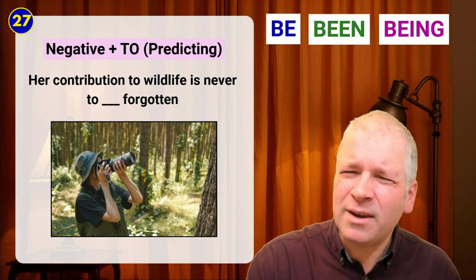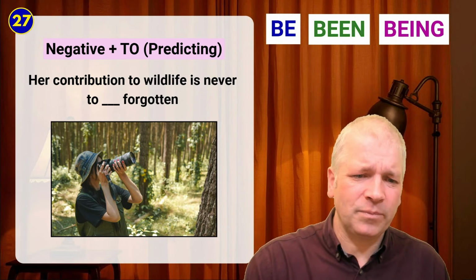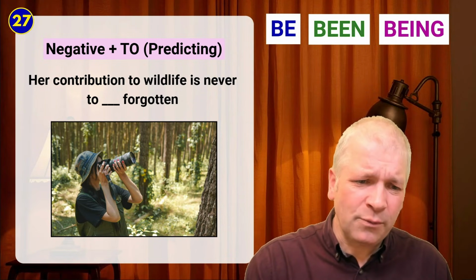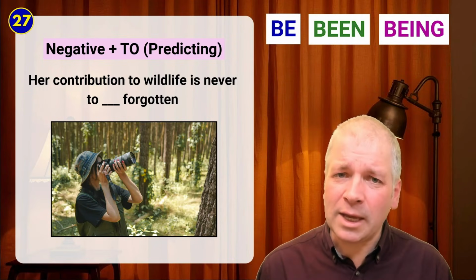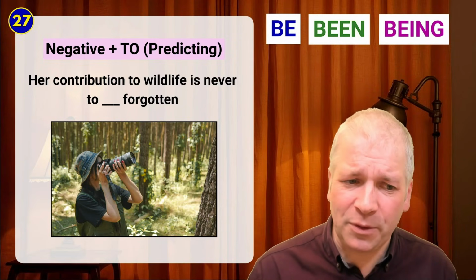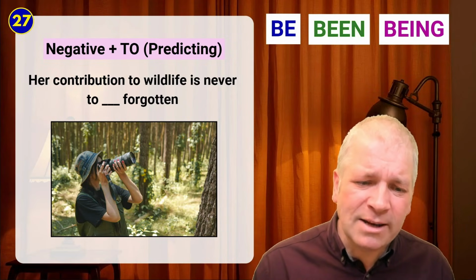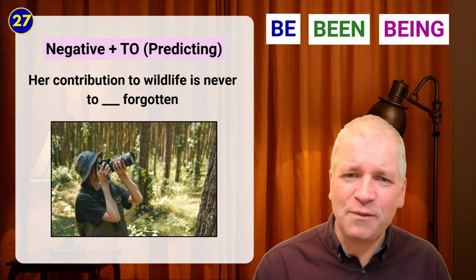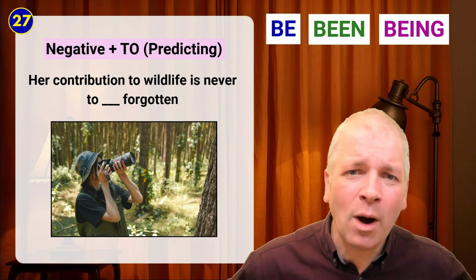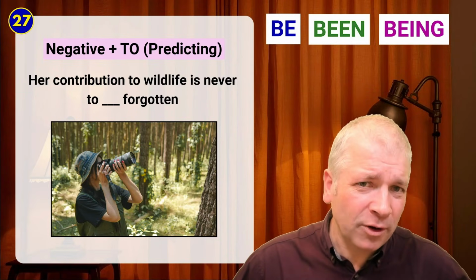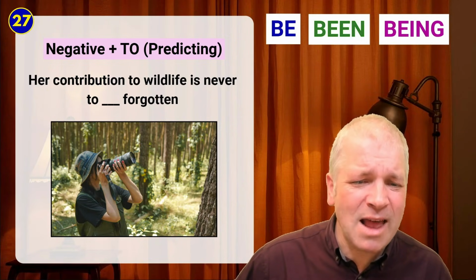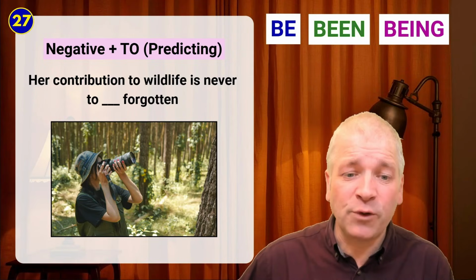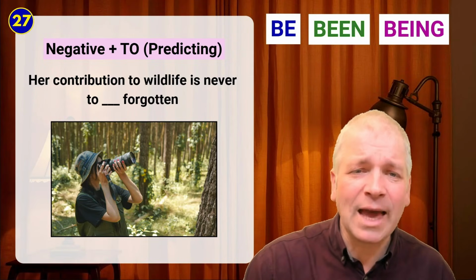And what about in the negative form here? Well, we can use negative followed by to, followed by this form of to be, meaning that you're predicting something. For example, this lady who takes photos of wildlife and finds lots of things out about wildlife. A newspaper article writes this: her contribution to wildlife is never to something forgotten. What goes in the gap?